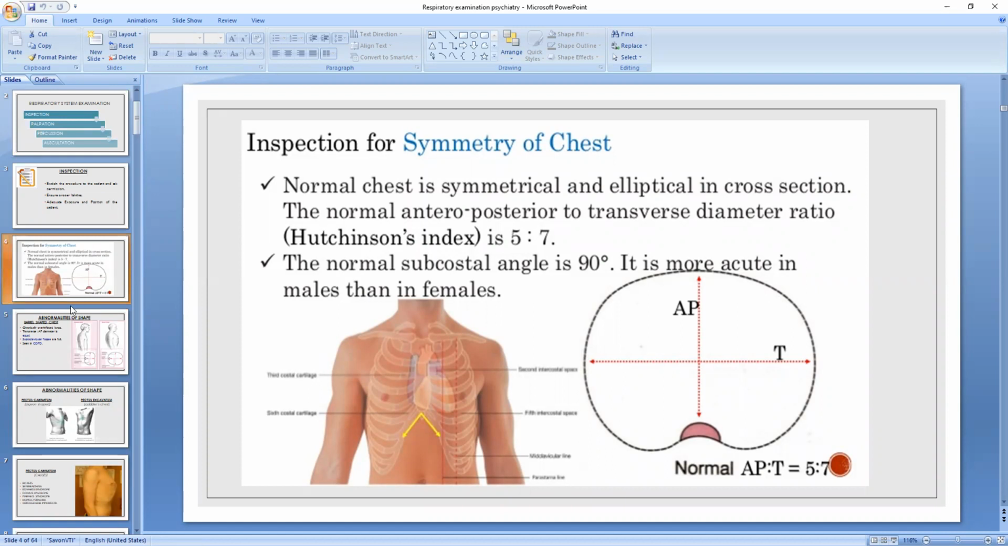Inspection for symmetry of chest. Normal chest is symmetrical and elliptical in cross section. Normal anteroposterior to transverse diameter ratio, that is the Hutchinson index, is 5:7 in normal people. The normal subcostal angle is 90 degrees. It is more acute in males than in females.